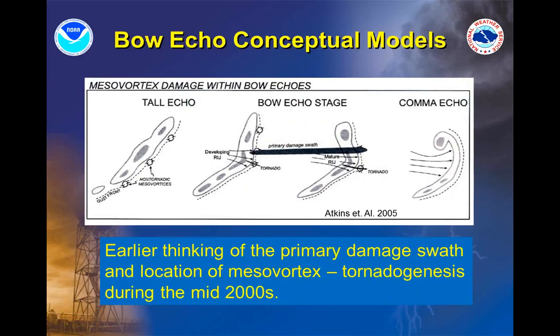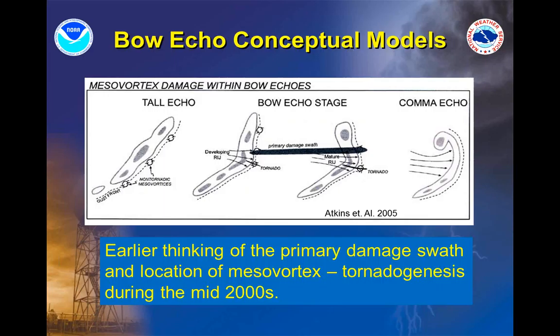Okay. This is one of Nolan's earlier conceptual models. This is probably just after BAMEX. I was talking with Nolan about this, and after BAMEX we came across cases where we did have tornadoes, with one of our cases being the June 10th, 2003 event, where we had more than one tornado touchdown occurring. One was actually near the apex, or just north of the apex, and the second one was a little further north. As you can see, the primary damage threat was merely north of the apex of the bow echo in this case, as we go through the bow echo stage.